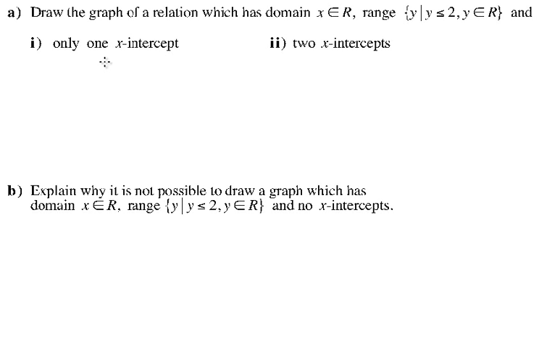Okay, now they give us the domain and range and we have to make things up. Draw the graph of a relation which has the domain x ∈ R, meaning x can be anything, it doesn't have any ending to the left or right. y is less than or equal to 2, so it never gets any higher than 2, and it has only one x-intercept.